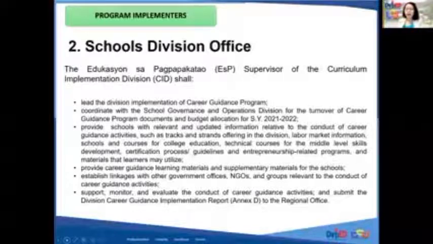Pero yung other organizations and private organizations, maari din, or the non-government organizations, maari makipag-usap din sa ating mga ESP supervisor in relation dito sa ating career guidance program. Baka meron pang other supplementary material that they can provide our learners. Let's just make sure na hindi sila yung type of organization who will ask us to pay trainings, no?